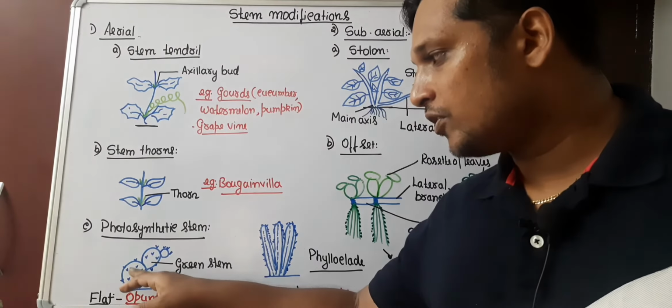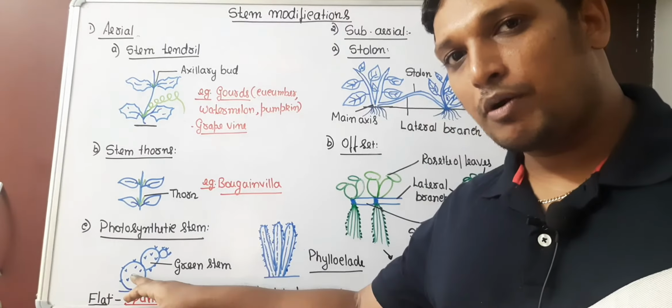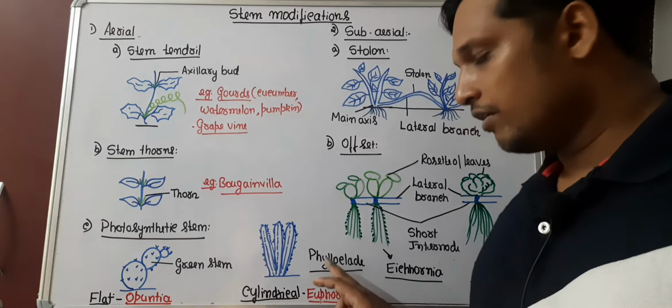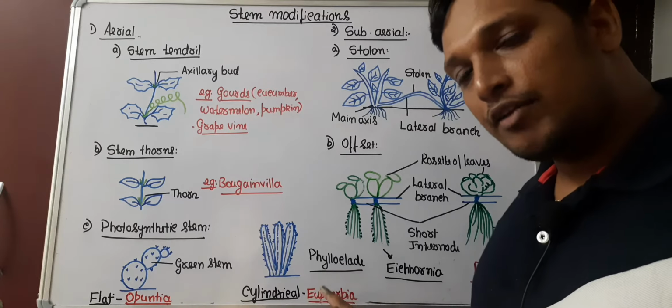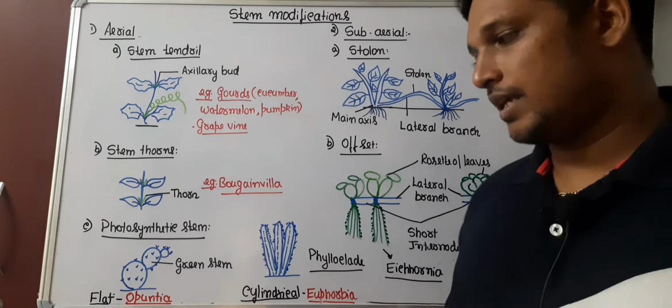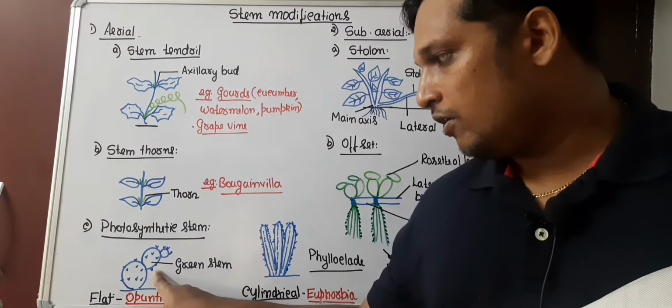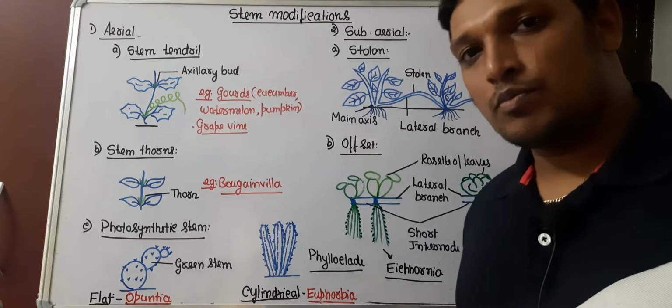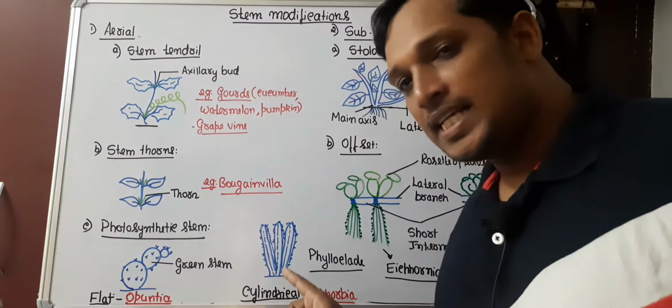Such green photosynthetic stems which perform photosynthesis are known as phylloclade. Phyll refers to leaf. Leaf's function is performed by the stem. Phylloclade in Opuntia is flat. Euphorbia is one more example whose phylloclade is cylindrical.